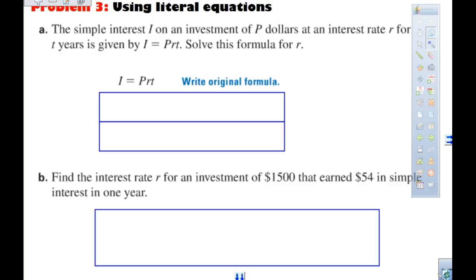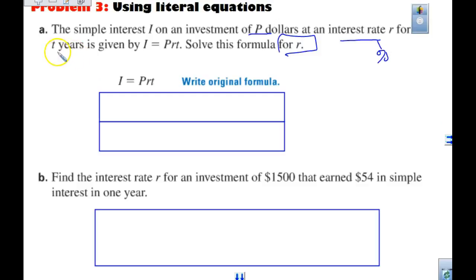This one is for interest. As we take a look at this equation, we have I is equal to, and they're asking us to solve for R. It says P is the dollars we invest. R is going to be an interest rate. Usually interest rates are going to be a percentage, okay? And T is our years, and we want to solve for R. All of these are being multiplied. They just don't put multiplication. It's P times R times T.